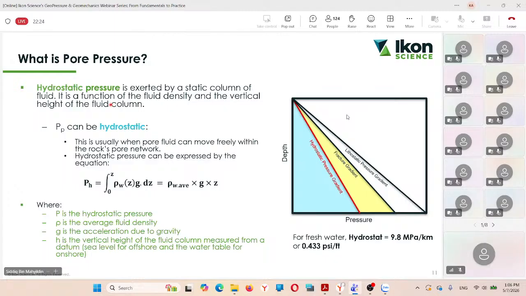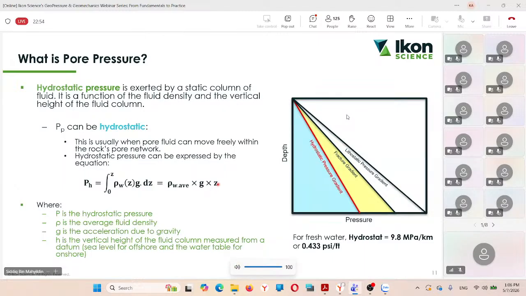So when you have hydrostatic pressure, it means that the pressure is only controlled by fluid density and depth. You don't need to remember this equation, but it's basically our high school physics, where the hydrostatic pressure is just the pressure of the water column. Basically, it's a function of density, a function of gravity, and a function of the column height. In this case, it is the depth itself.